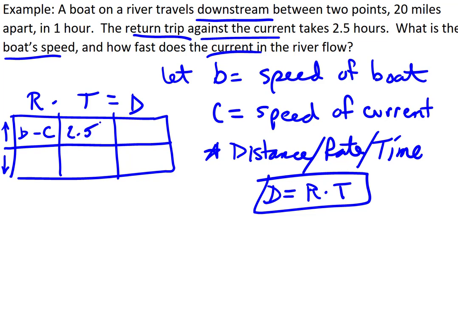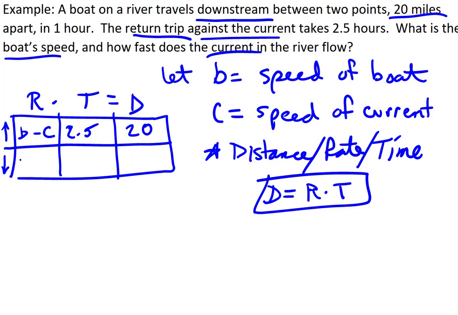So we'll put 2.5 as our time going upstream. Notice they say that there's 20 miles apart between these 2 points. So that means our distance going in one direction would be 20 miles. So we'll put in 20 for the distance spot. All right, that fills in our top row, which is the upstream information. Now downstream, you might imagine it's very related, but the current is now pushing the boat. That's what it means to go downstream.